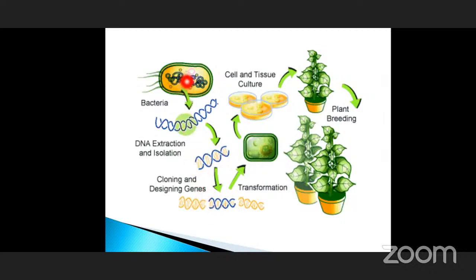So it is the bacterial cell which consists of plasmid. DNA extraction and isolation: DNA is isolated from a particular organism, and plasmid is isolated from the bacterial cell. Cloning and designing the genes, which are again inserted into a particular host. It is either a plant or animal. And the cells which are separated from that host organism are allowed to cultivate through tissue culture.